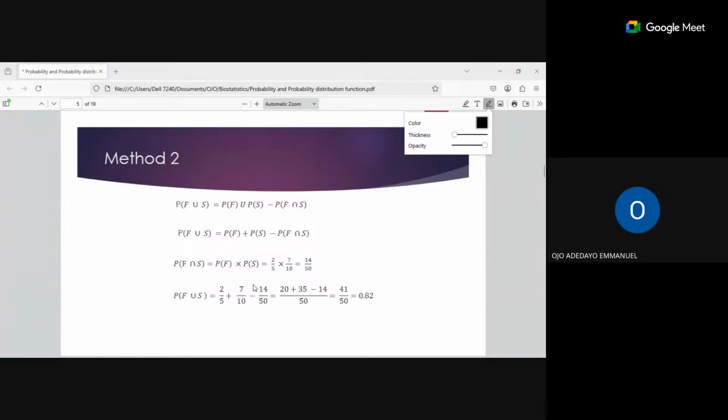So that is how we come to this final answer here, which is 41 over 50, which is 0.82. So let's move to probability distribution function.